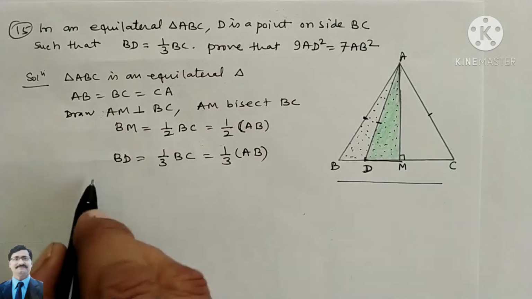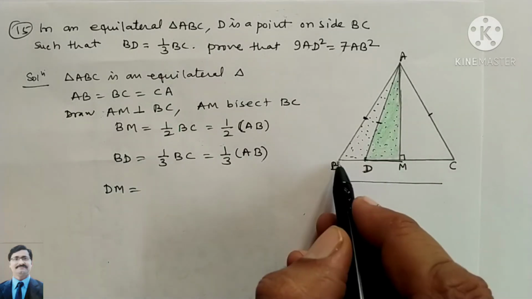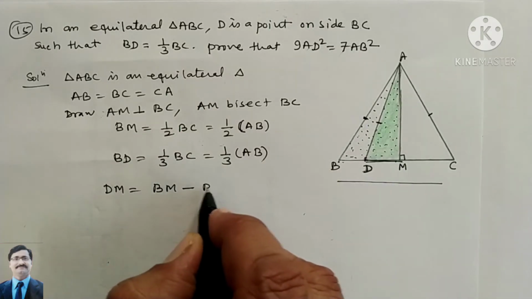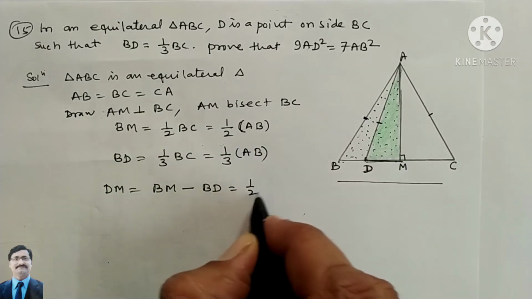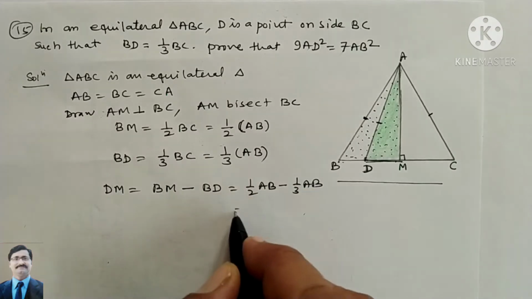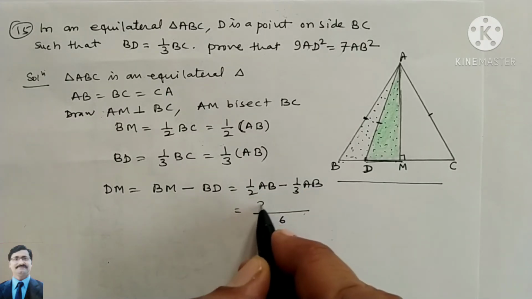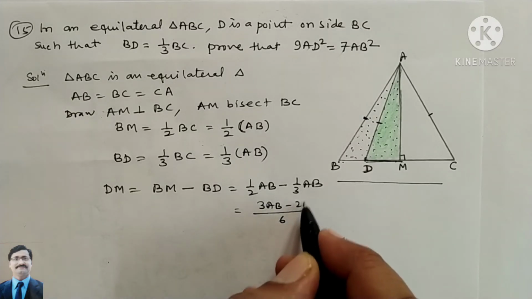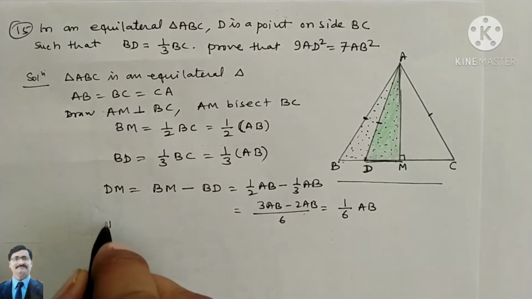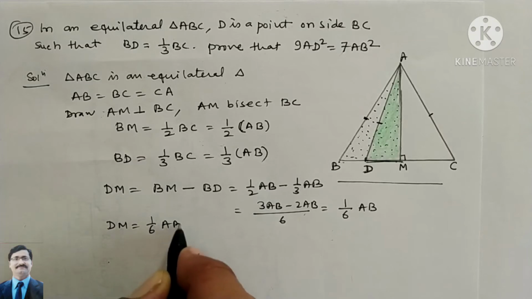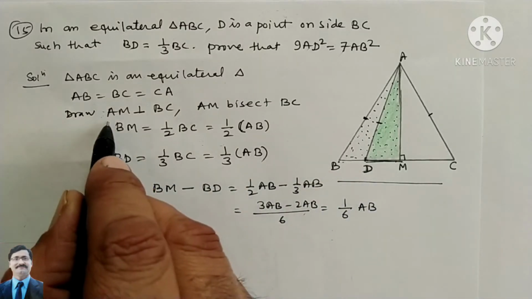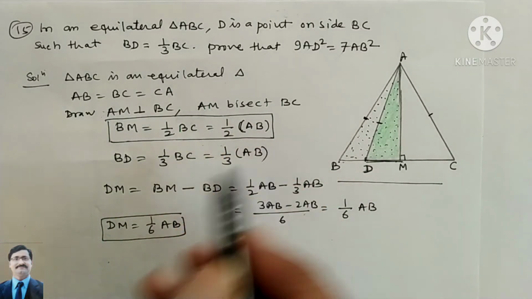Now we have to find DM. So DM equals, we can check in the diagram, DM is equal to BM minus BD. Okay, and BM is 1 upon 2 AB, and BD is equal to 1 upon 3 AB. Here we take LCM. LCM is 6. 2 3s are 3 AB, 3 2s are 2 AB, and this is equal to 1 upon 6 AB. So we get DM equal to 1 upon 6 AB. This is important. DM is important and BM is important. This is the BM. Okay, these two are important.